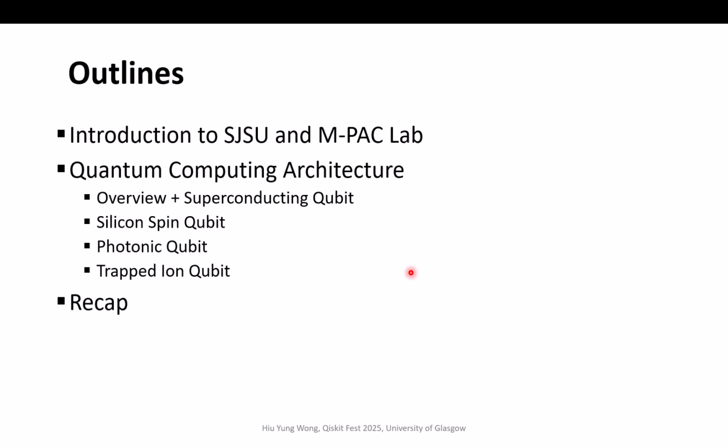In this talk, I will talk about four quantum computing architectures: superconducting qubit, silicon spin qubit, photonic qubit, and trapped ion qubits. I know this morning you had a talk on superconducting qubits. I don't know if it went over the hardware part. I will still cover a part of it because understanding the basics of superconducting qubits will help us understand other qubits also.